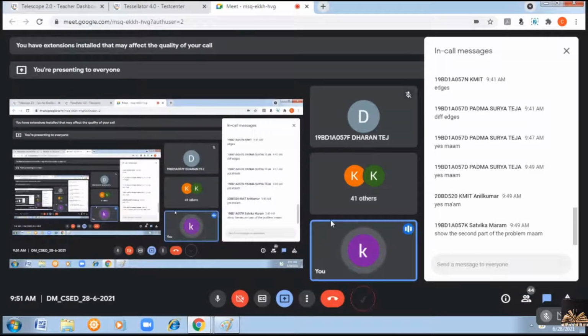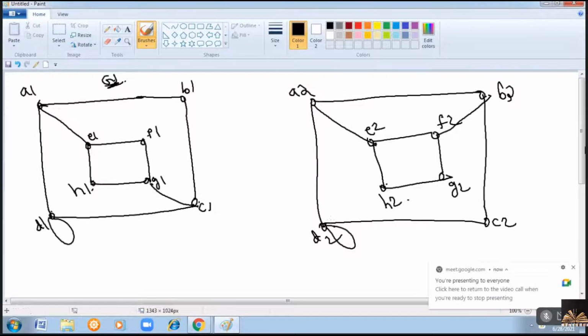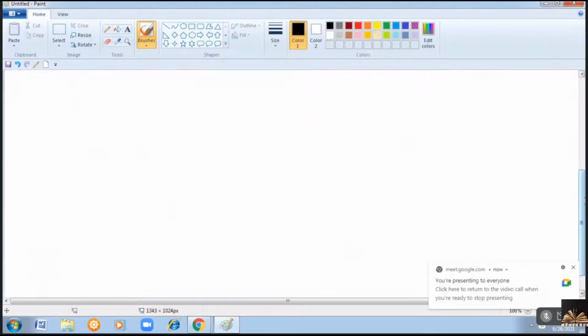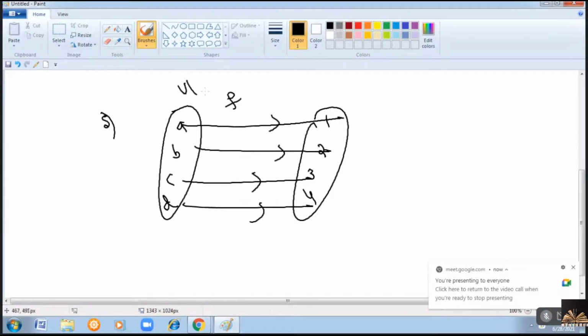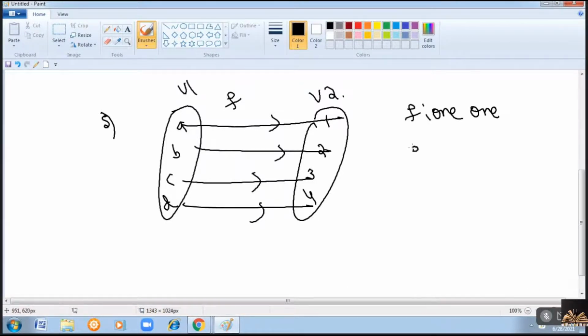Show the second part of the problem. For the previous one, I'll write here, my second part. So f is one-one function, f is onto function too. Therefore, G1, G2 are isomorphic with each other.